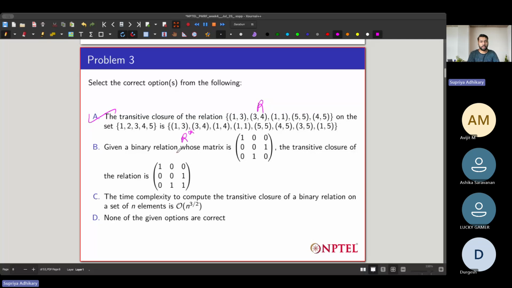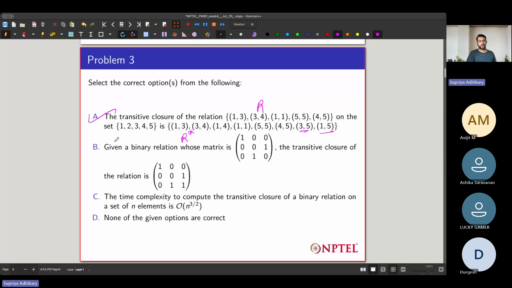Now, remember that this question is different from the one that was given in the assignment. In the assignment, there were some values which were missing, and that's why for that problem the relation was not R star. That means it wasn't the transitive closure. But I have changed this question a little bit. Sorry, this R star is basically the transitive closure of this relation R.